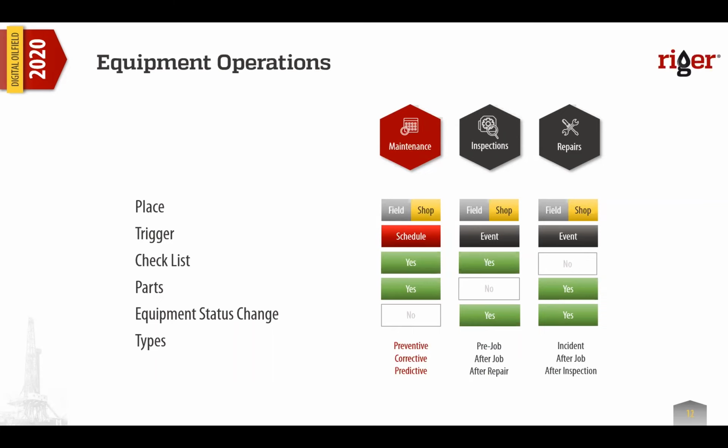Types. Different types of maintenance: preventive, corrective, and predictive. Those are maintenance, and again, it's a little bit different from the inspections and repairs. Inspections could be done pre-job, after job, or after repairs. Repairs can be done because we identify the incident after a job or after an inspection. Depending on complexity and particular business process, those modules or documents can be connected or can be disconnected.